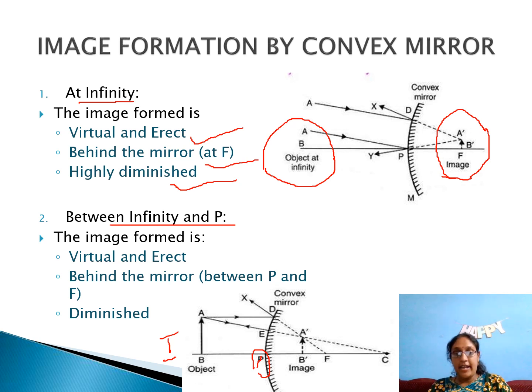The same thing: a ray parallel to the principal axis appears to meet at the focus. And a ray passing towards the center of curvature retraces its path. That also appears to retrace its path. Everything is apparent, not true. So you'll get a virtual and erect image, formed between the pole and the focus. Whenever you keep an object between infinity and the pole, you'll get the image between the pole and the focus.